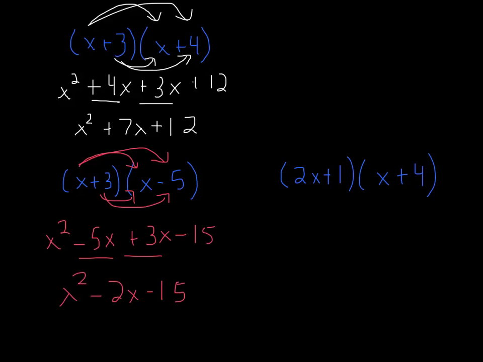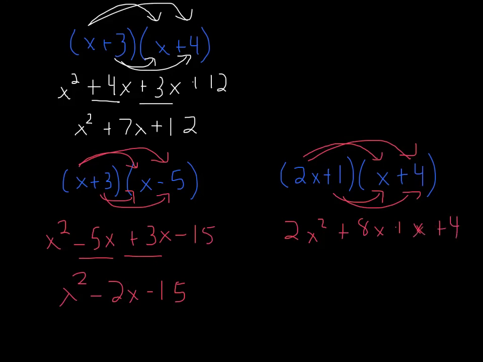And last but not least, 2x times x, 2x times 4, 1 times x, 1 times 4. So 2x times x, 2x squared. 2x times 4, plus 8x. 1 times x, plus x. That's a bad x. 1 times 4, 4. Combine like terms, 2x squared plus 9x plus 4.